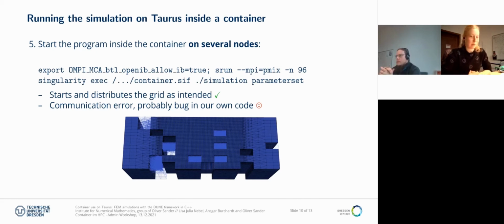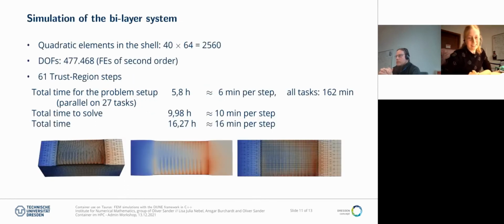Now I will show you some results of the bilayer system that I showed you in the beginning. We have this 3D elasticity block with a shell on top. I already refined the grid exactly where the wrinkles are supposed to form. And this whole system now has 477,000 degrees of freedom. And to solve that, I need 61 of these iterative plus region steps.